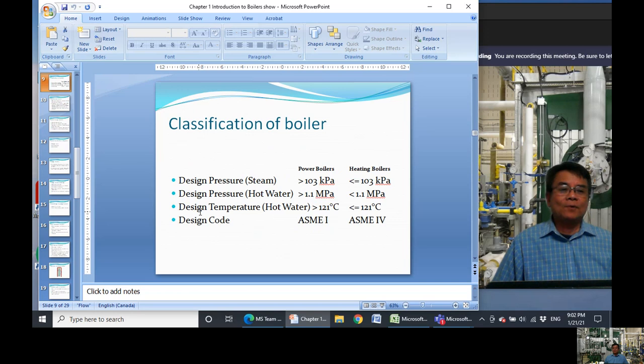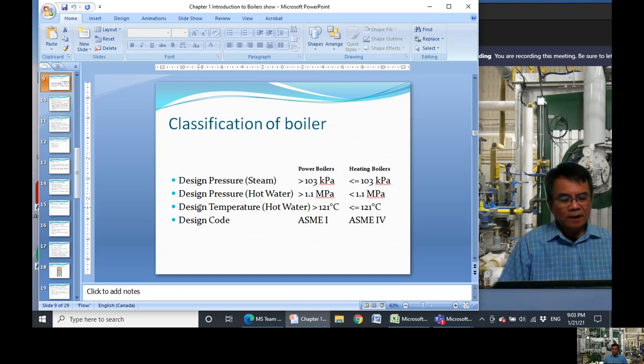Now, for a hot water boiler, there are two things relevant in here. One is the pressure, another one is the temperature. If the hot water boiler satisfies either one of them, it will be classified as a power boiler. So if the pressure, using a pump to raise the pressure for the system, is over 1.1 MPa, that is a power boiler. Anything smaller does not satisfy this requirement. Now, another requirement is the temperature.